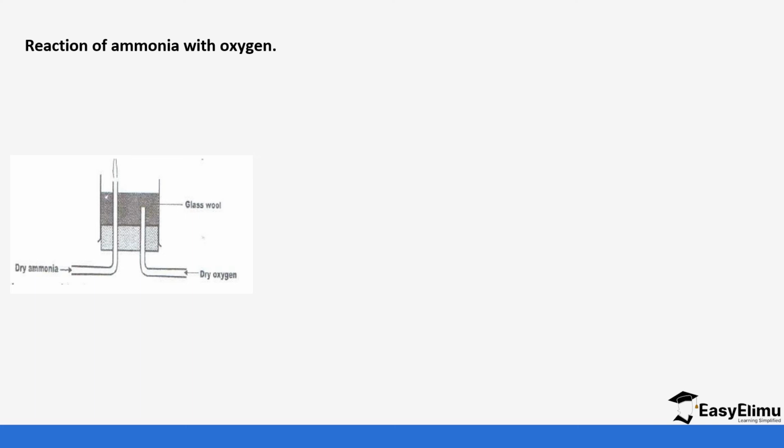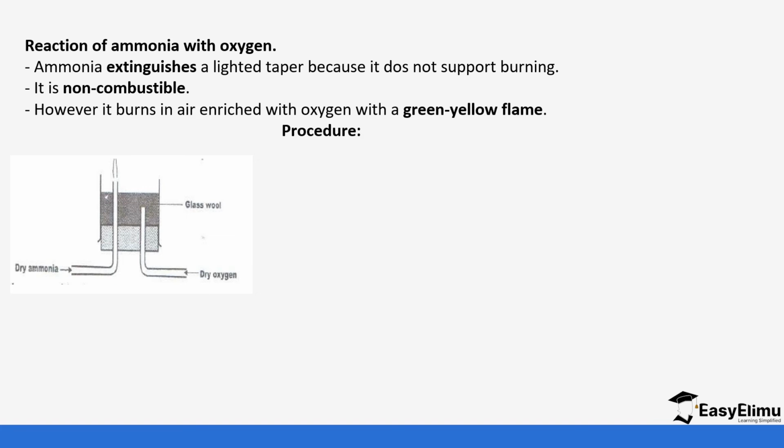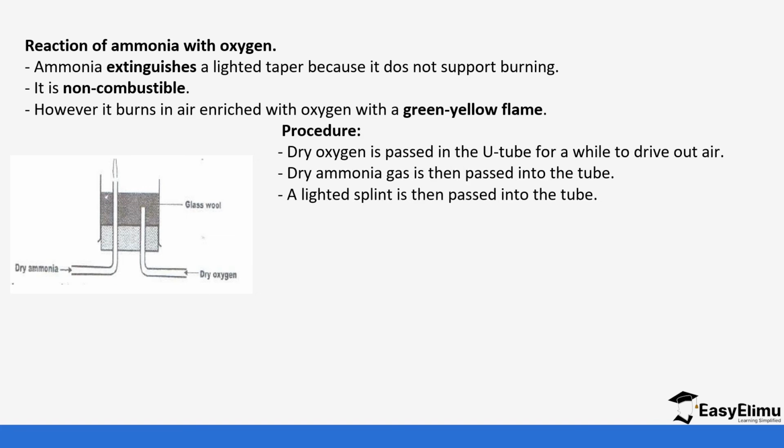The next is the reaction of ammonia with oxygen. Both dry ammonia and dry oxygen are used. They have to be dry before you carry out the reaction, otherwise, you know ammonia is soluble in water. Ammonia extinguishes a lighted taper because it does not support burning. It's non-combustible. However, it burns in air enriched with oxygen with a green-yellow flame. So we say that this air needs to be dried.